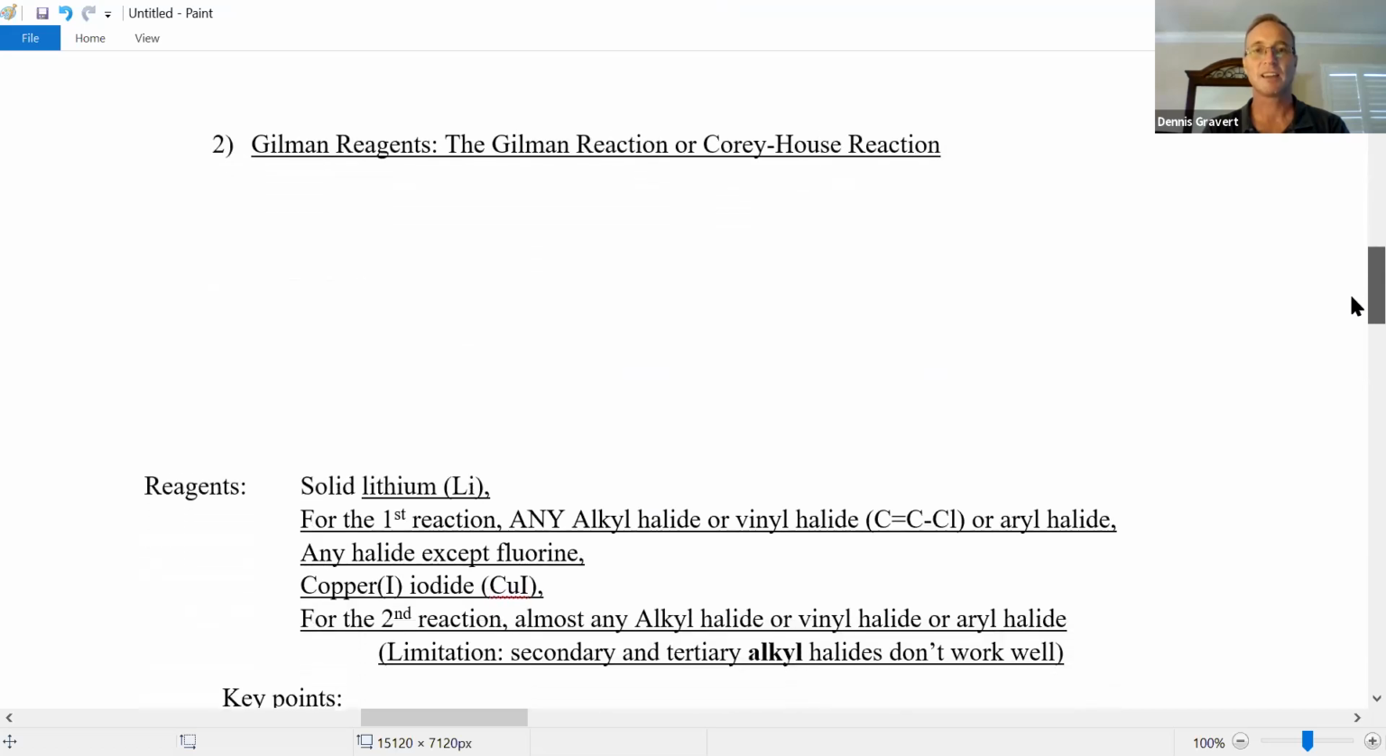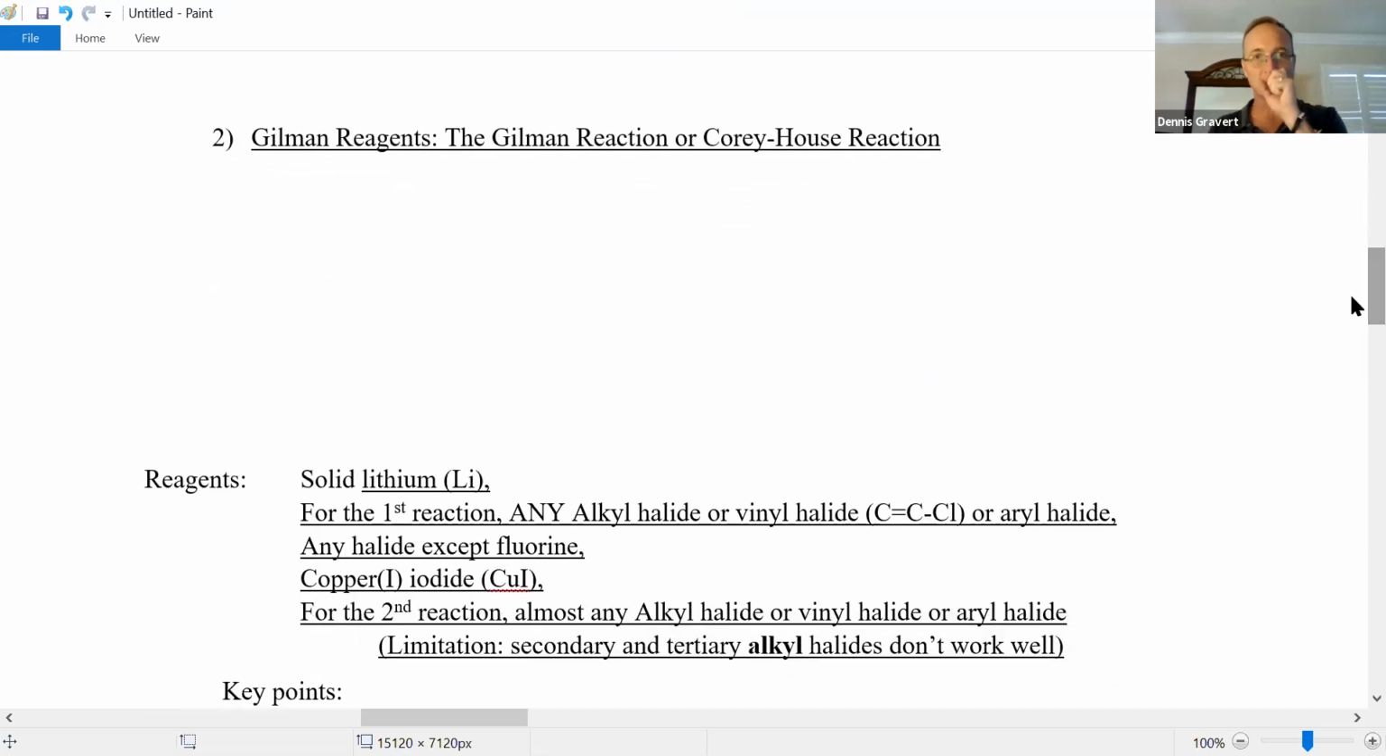Gilman. Okay. The Gilman reaction, also known as the Corey-House reaction, also effectively called the Cooley reaction. We're going to spell Cooley like this. I just call it that, or you can call it that, but don't publish a paper with that. No one knows what you're talking about.